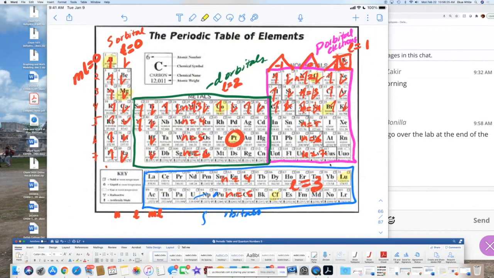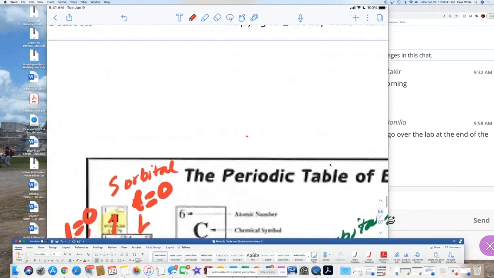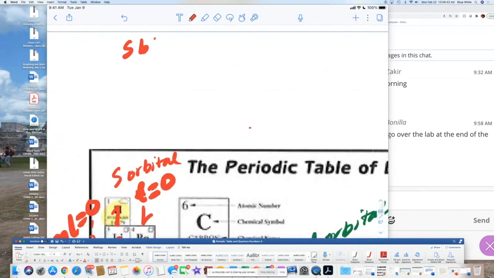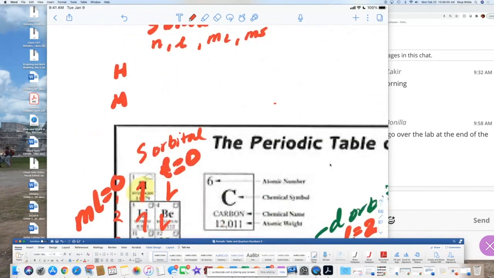So this is right here. One, two, three, four. I want to do two in every block, right? S block, two in S block, two in P, two in D, two in F. Okay. So let me start with these right here with hydrogen. So with the S block right here. Now remember the order is N, L, M sub L, M sub S. I'm starting with the element hydrogen. After hydrogen, I'm going to go with magnesium.